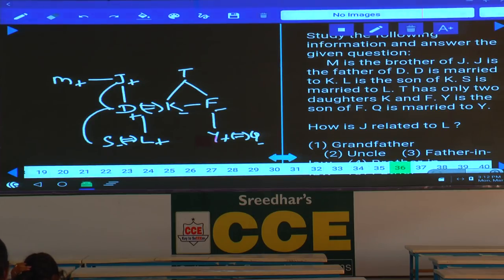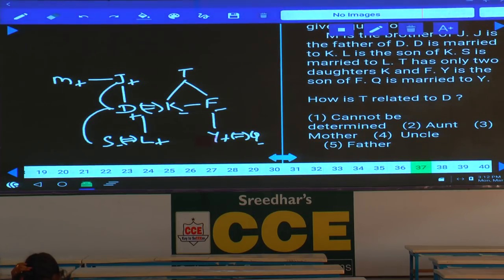That is 36. Then question number 37: How is T related to D? Where is T here? T is here. The gender of this T is not known. As the gender of this T is not known, it cannot be determined. 37, it is choice 1, cannot be determined.